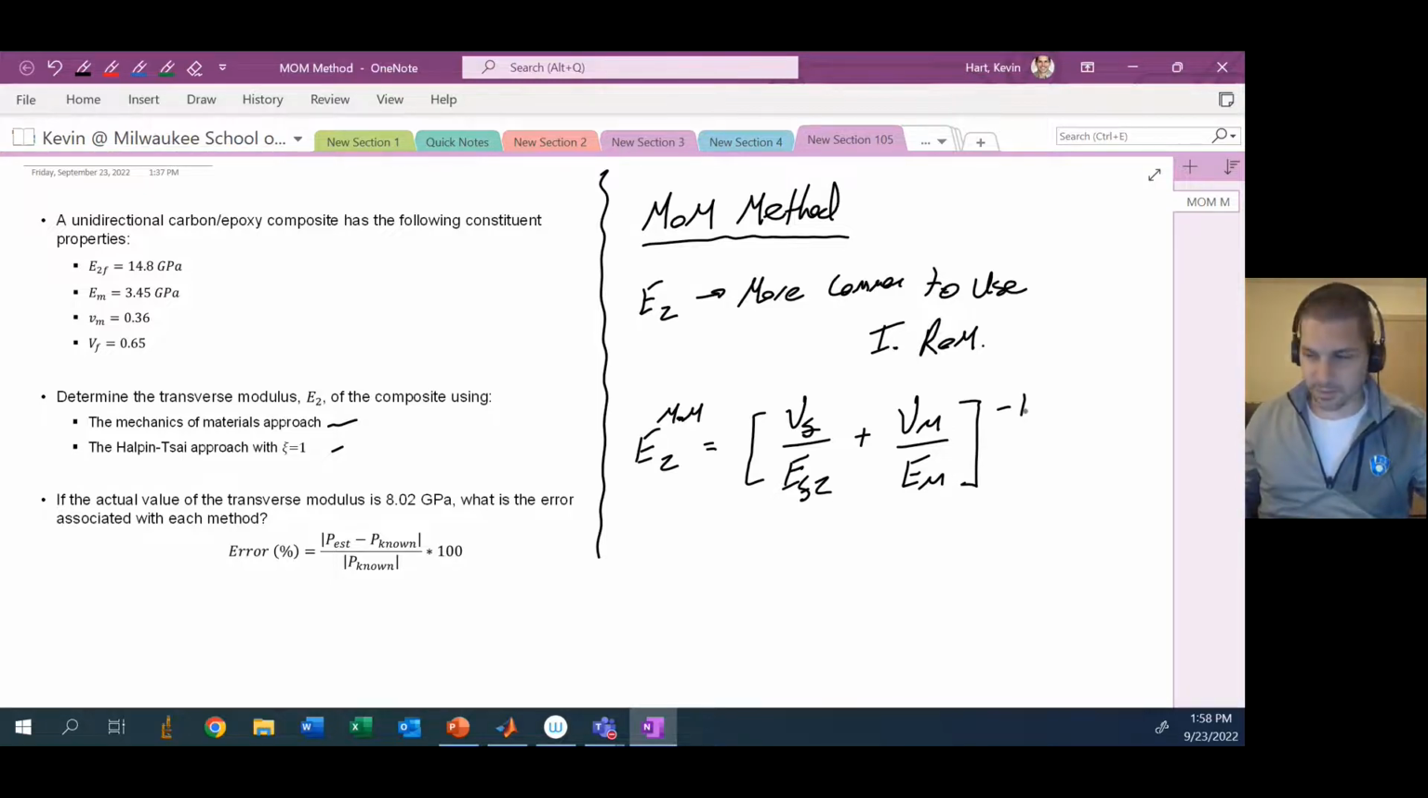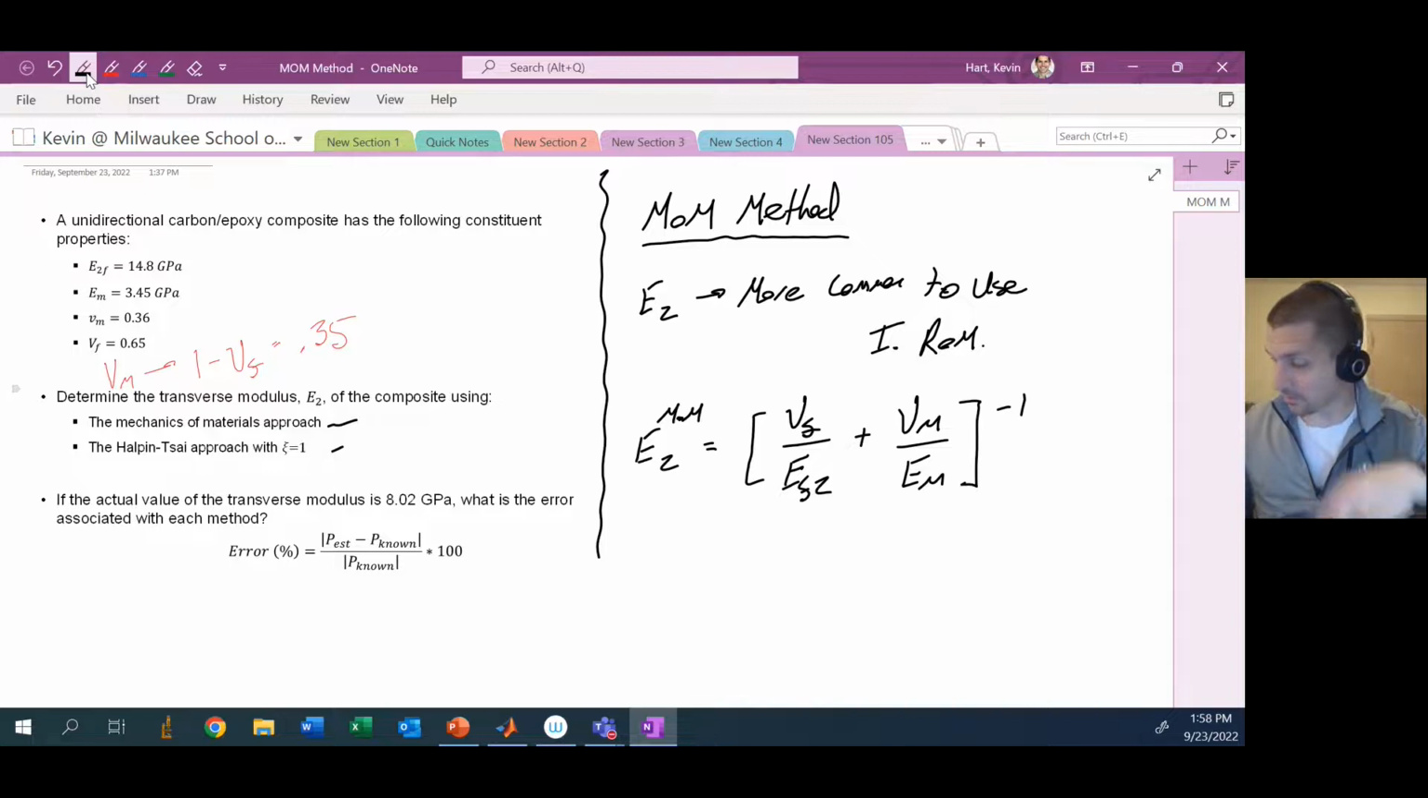One thing that is important to note in this problem is that we do have the volume fraction of the fibers given in the problem, 0.65, but we do not have the volume fraction of the matrix, capital VM. Don't get confused here. This is the Poisson's ratio of the matrix, which is 0.36. Poisson's ratio has nothing to do with the volume fraction, right? We're looking for the volume fraction of the matrix, which is 1 minus the volume fraction of the fibers, which in this case is 0.35. Okay, so we'll be using that in our formulation. So let's get on with it.